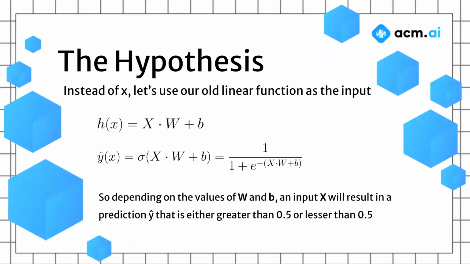So the idea is we're going to fit our old function, x times w plus b, into our sigma function. So basically we're taking our old output, which ranges from negative infinity to infinity, and we're squeezing that down to between 0 and 1, right? That's what we want. We want our output to be between 0 and 1, and if it's greater than 0.5, we'll predict class 1, otherwise we'll predict class 0.